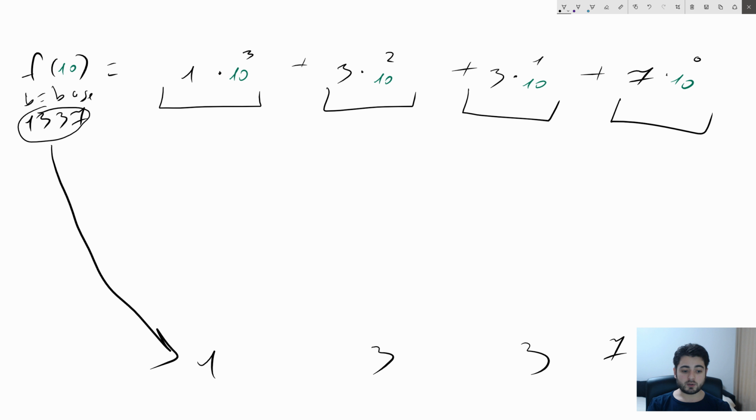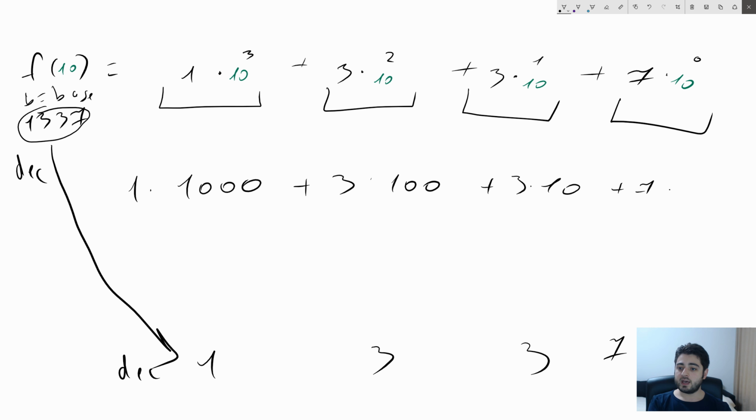So at the bottom, we will always convert to decimal, but in this first example, we're actually taking decimal and converting it to decimal, just to see how the calculation goes, right? Now, we're so used to the decimal system that calculating this whole expression becomes very, very easy. So we know that this is 1 times 1,000 plus 3 times 100 plus 3 times 10 plus 7 times 10 to the power of 0, which is 1.